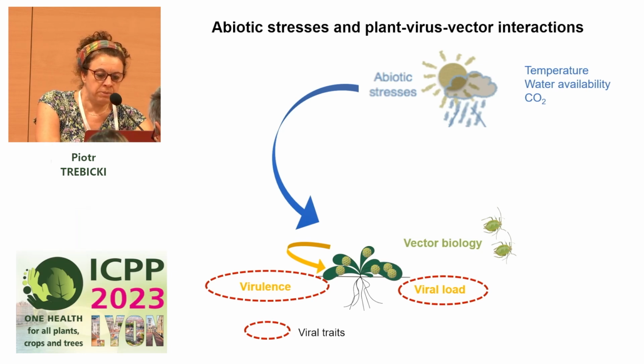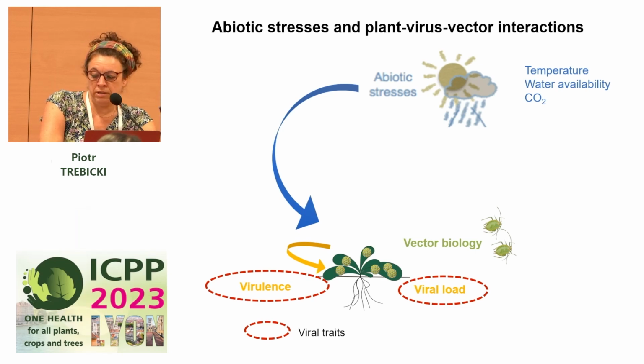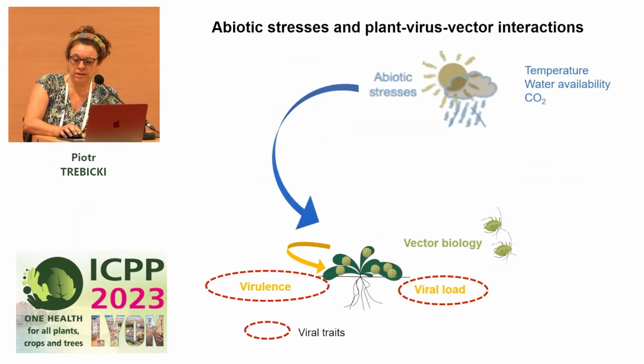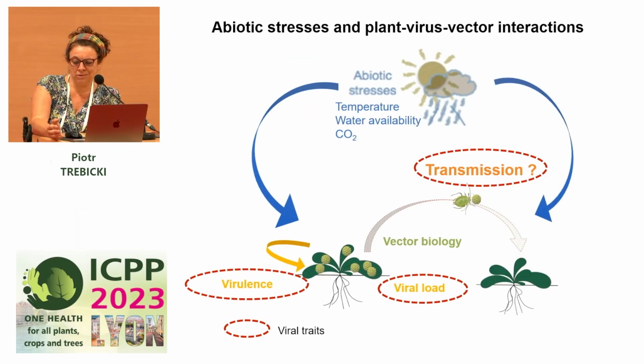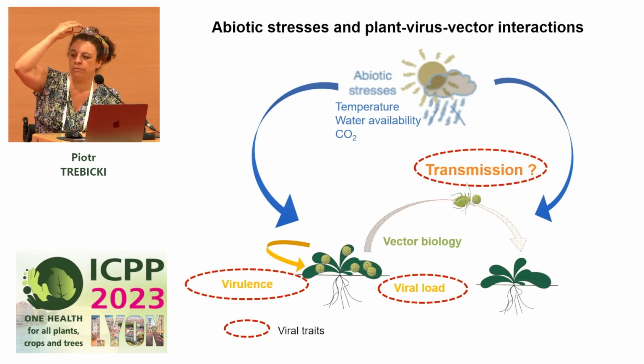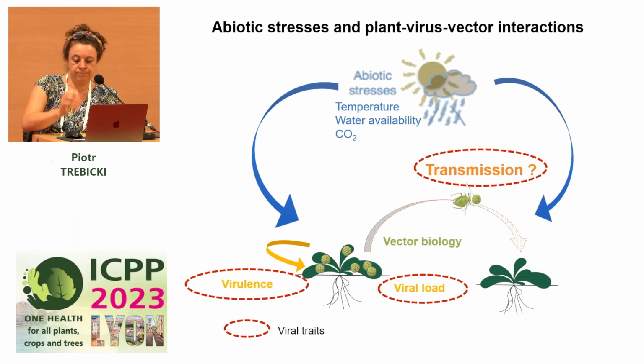And there is also something else which is very important. It's vector biology, which was shown to be also altered, for example, by high temperature, with longer longevity and fecundity. And in fact, all these data speculate on an effect on virus transmission by the vector. However, there are really few data showing the direct effect of abiotic stresses on transmission.